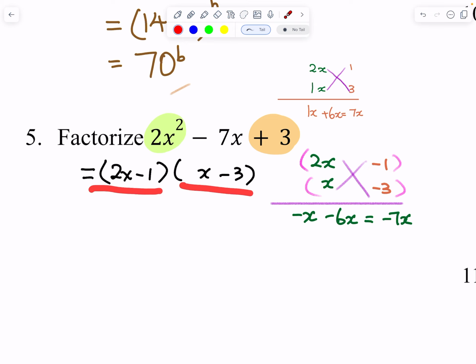Can I do anything else? Check the brackets themselves. Is there anything that they both have? Nope. Is there anything that they both have? Also no. So that means this is the end. Alright?